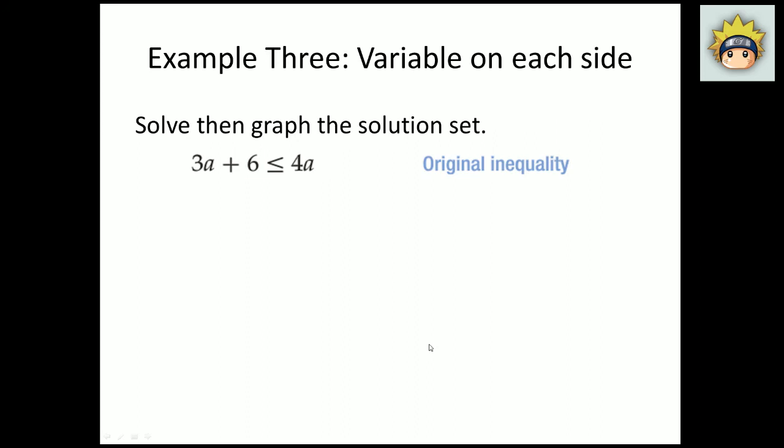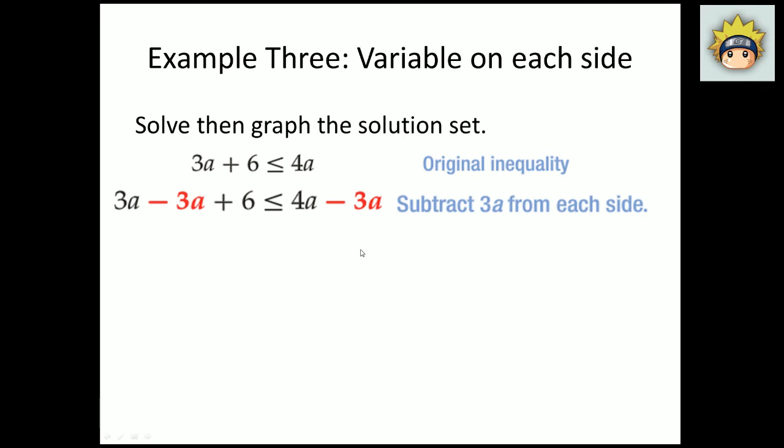Next, example 3. It says variable on each side of the equation. Let me guide you through this. If you would like to try it, you can pause this video now. Here it says solve, then graph the solution set. 3a plus 6 is less than or equal to 4a. That is my original inequality. I subtract 3a from both sides. Then I get 6 is less than or equal to a after I simplify.